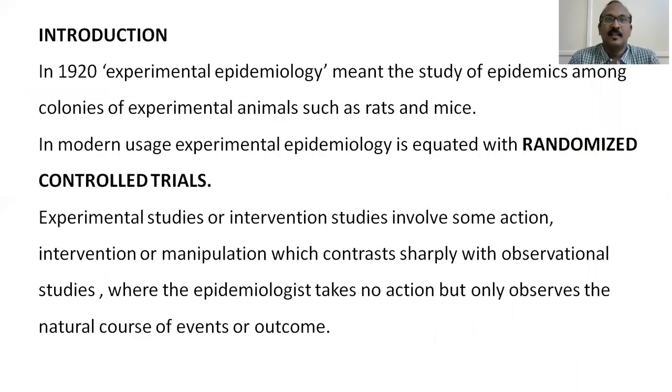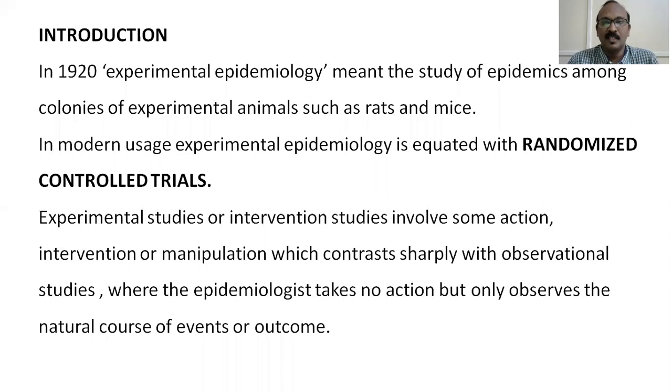So in 1920, experimental epidemiology meant the study of epidemics among the colonies of experimental animals such as rats and mice. In modern day usage, experimental epidemiology is now equated to the term randomized controlled trials. Randomized controlled trials, to start with, are similar to cohort studies, except that the investigator has control of the factors responsible for effecting changes in the experimental group and the control group, which is not there in observational studies.